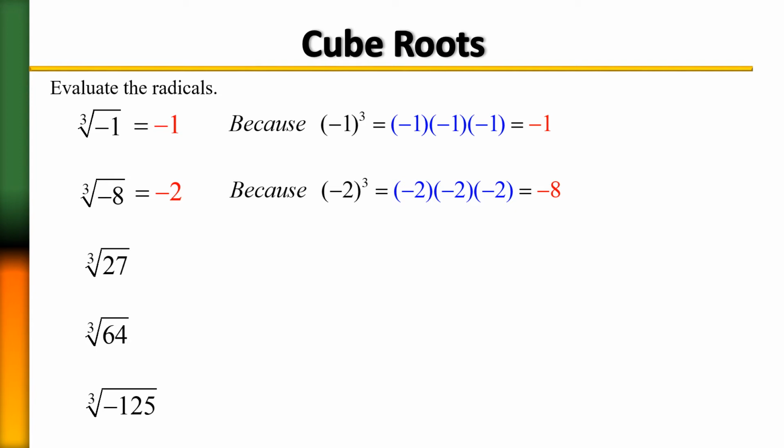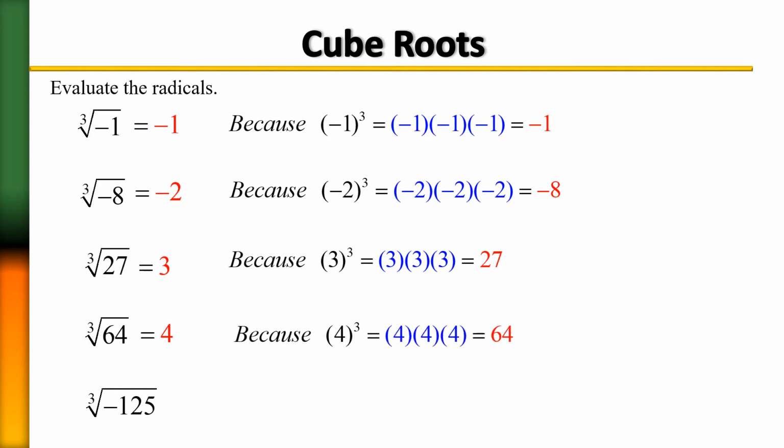For the third example, I want to find the cube root of 27. In other words, what number, when you multiply it 3 times, will equal 27? If you said 3, that is correct, because when I multiply the number 3, 3 times, I am going to get 27. What is the cube root of 64? Yes, it is 4. When I multiply the number 4, 3 times, it is going to equal 64.